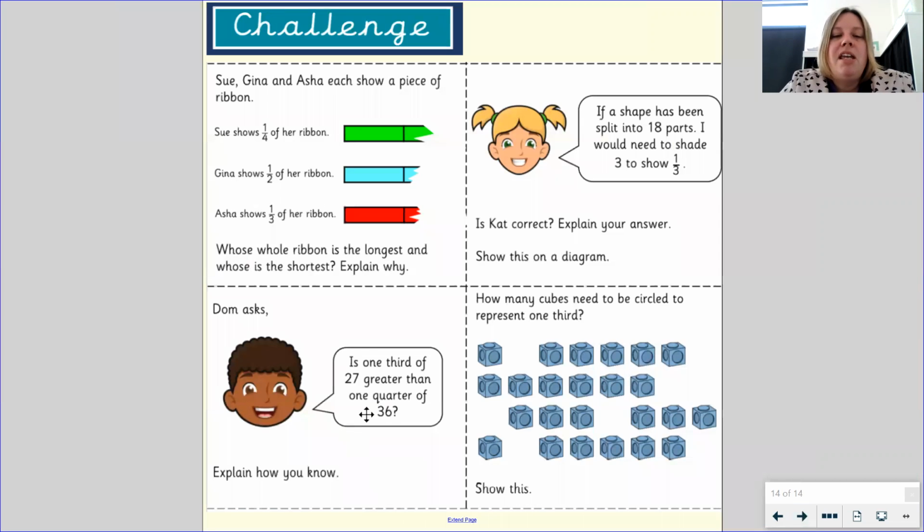Dom asks, is 1/3 of 27 greater than 1/4 of 36? Explain how you know. How many cubes need to be circled to represent 1/3? Show this. You will need to draw pictures to show it. Remember to take a picture of your work and upload it onto Tapestry.